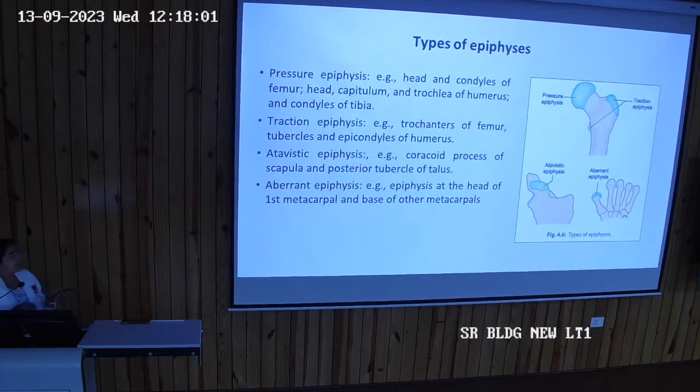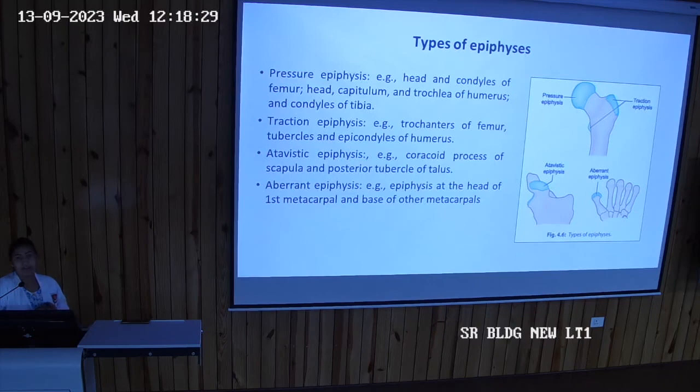Examples for this are the head, that means the upper end of the femur, and the condyles, the lower end of the femur, then the head of the humerus, the upper end, and the capitulum and trochlea, the lower end of the humerus. So these are the articular surfaces forming the shoulder joint, elbow joint, hip joint and knee joint. These surfaces are bearing the pressure epiphysis.